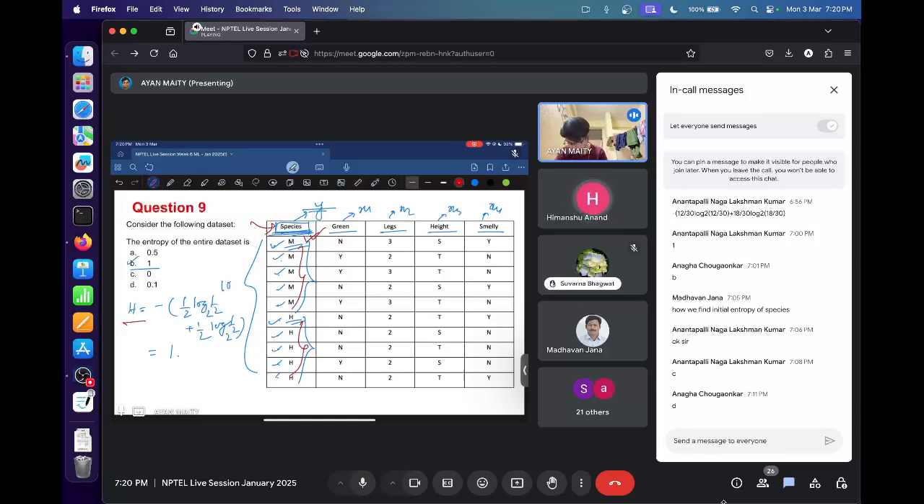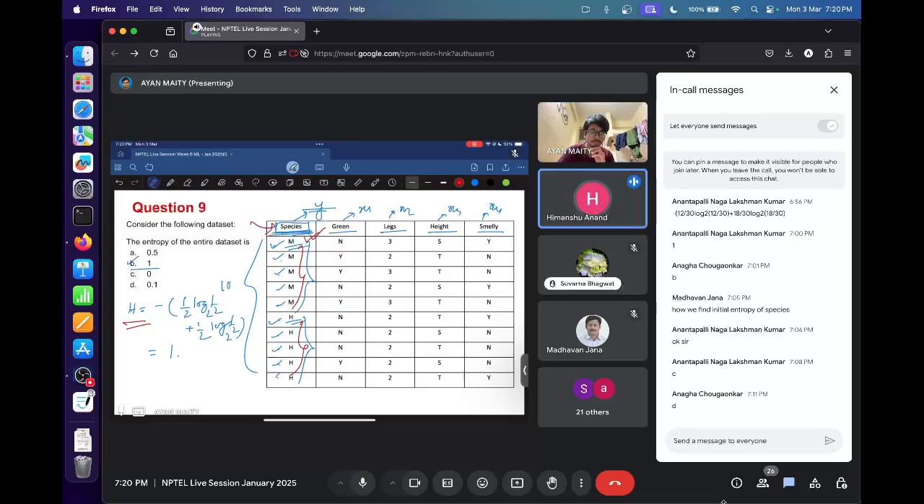Sir, suppose the species column is not given, and it is some other column, then how do we calculate the entropy? Whichever column is the target variable or the class variable column, that column you have to consider for calculating the entropy of the entire data set.